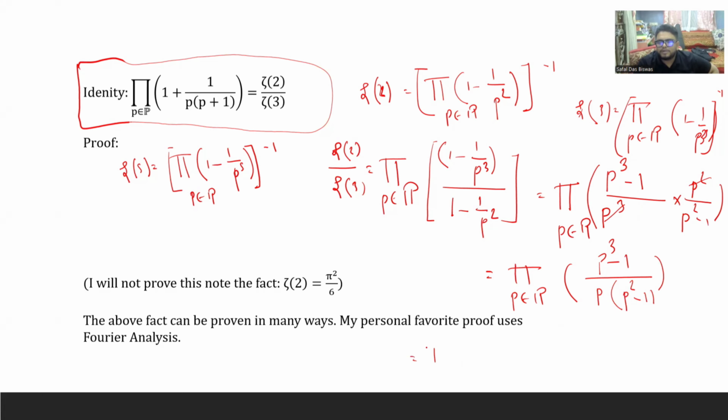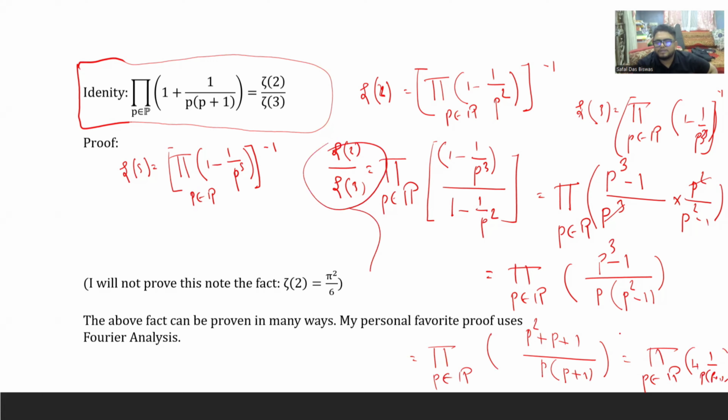And this is actually equal to the product over p belonging to P of (p squared plus p plus 1) by p into (p plus 1), right? And this is actually the product over p belonging to P of 1 plus 1 by p into (p plus 1). So we have proven that this expression is equal to this expression, right? And this expression is just this. That's it. Nothing fancy. So you get the proof, right?